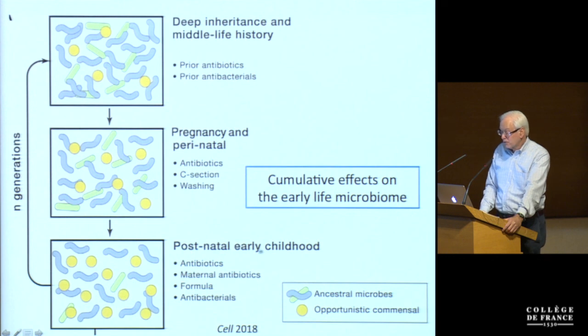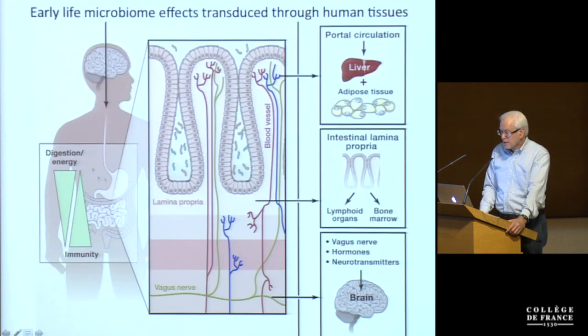Then there's the postnatal early childhood period where kids are getting antibiotics, their mothers are getting antibiotics, and they're reaching them via breast milk. Kids are getting formula. Kids are exposed to antibacterials all the time. And our idea is that this is changing the ratio between the ancestral microbes and, let's say, more modern acquired opportunistic commensals. And why is that important?